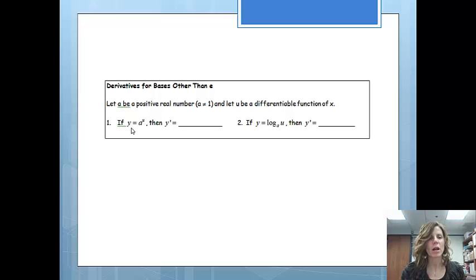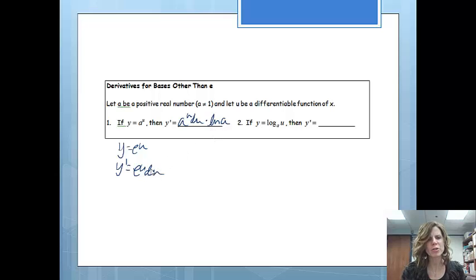If you recall, this one says y equals a to the u. When we took the derivative, if we had e to the u, our derivative was just e to the u du. This basically is going to be the same thing. The derivative of a to the u is just going to be a to the u du, but we actually are going to have an extra step on this one, that we have to finish it by multiplying by the natural log of our base, so times the natural log of a.